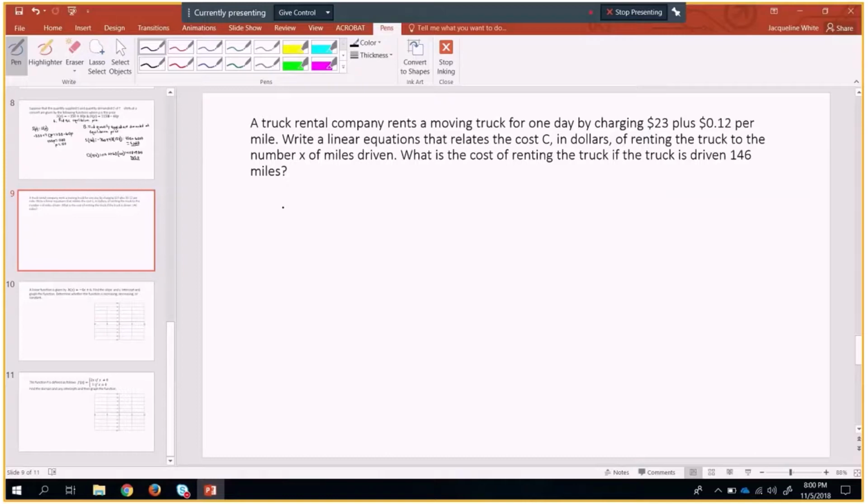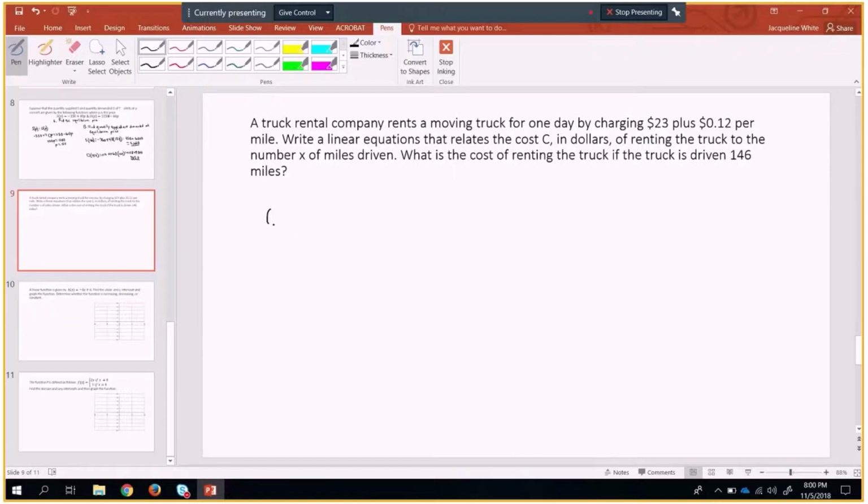A truck rental company rents a moving truck for 1 day by charging 23 plus 0.12 per mile. Write a linear equation that relates the cost C in dollars of renting the truck to the number X of miles driven. What is the cost of renting the truck if the truck is driven 146 miles? All right, this one's not too bad at all. So they want a linear equation to find the cost C in dollars of renting the truck to the number of miles driven. All right, so they give us all the information needed.